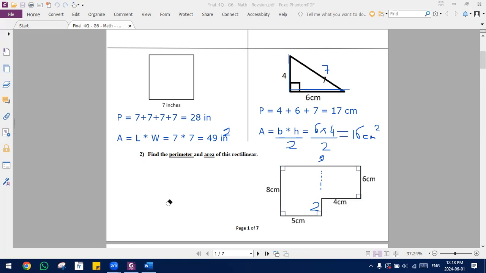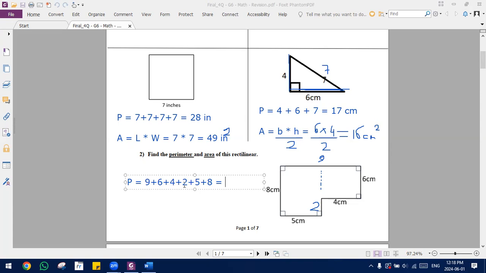Now I have the value of all the sides. For the perimeter, I can add them. I write P equal to 9 plus 6 plus 4 plus 2 plus 5 plus 8.